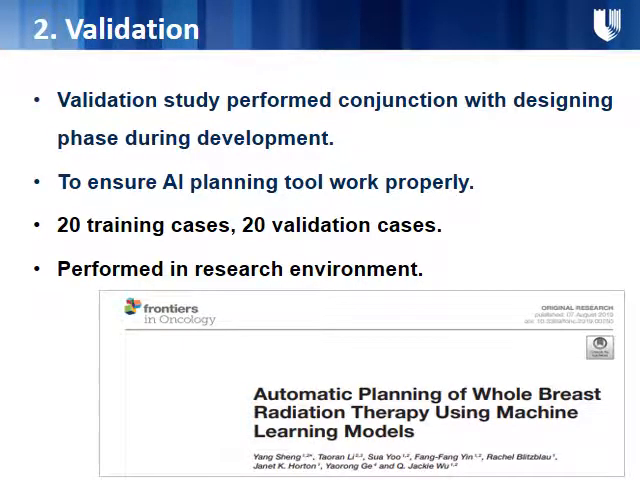The first step is the designing phase. That's done already. The AI tool was developed. And now the second step is the validation study. This validation study was performed in conjunction with the designing phase during the development. We used 20 cases for training, and we used another 20 cases for the validation study. This is to ensure that the AI planning tool works properly. And this study was published in 2019.